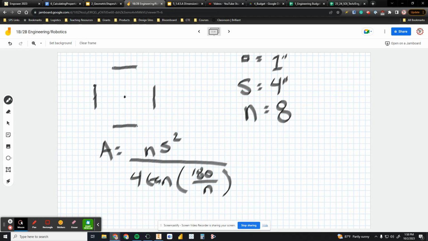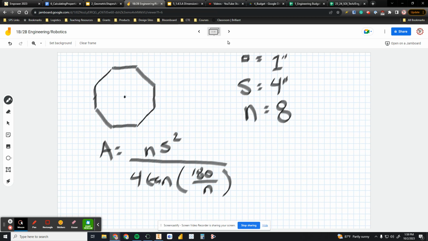All right, and then I'm going to connect these together. So then hopefully I end up with something that looks at least halfway similar to an octagon. So 1, 2, 3, 4, 5, 6, 7, 8. 8 sides. 8 sides is our polygon. Okay. Side length, I have indicated that here, so 4 inches. And then the number of sides, 8.